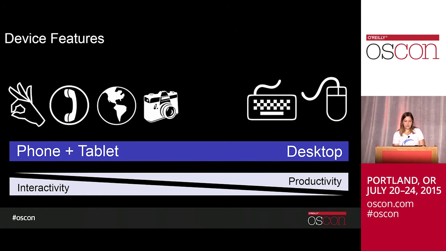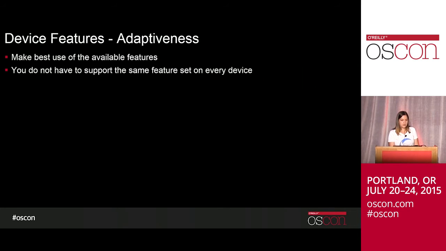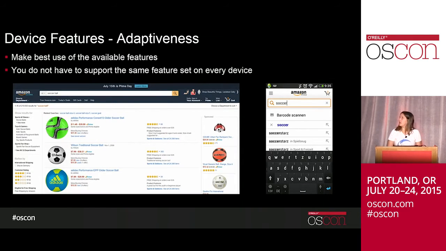The next challenge we are looking into for our soccer application are different device features. So usually if you run your application on a desktop, you have things like a mouse or a keyboard. But if you're running your application on a phone or a tablet, you have really other device features like gesture recognition. You can take phone calls. You have things like GPS, and you have a camera. So there's a different feature set. And you should really make best use of the available features, but you do not have to support every same feature on every device. And a really prominent example is Amazon.